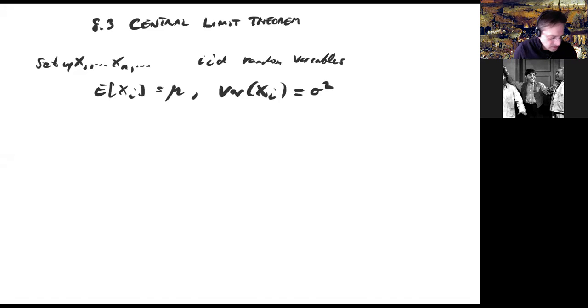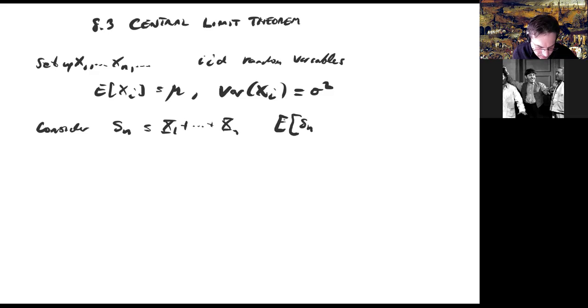So what I want to do is consider the sum. Let's call the sum Sn equals x1 plus x2 all the way to xn. Now, for example, if xi is a Bernoulli process, like you flip a coin, then n would be flipping the coin, and Sn would be the number of heads of flipping the coin n times. Now we can compute the expected value of Sn easily because it's the sum of the expected values of each of the individual things, and that would be n times mu.